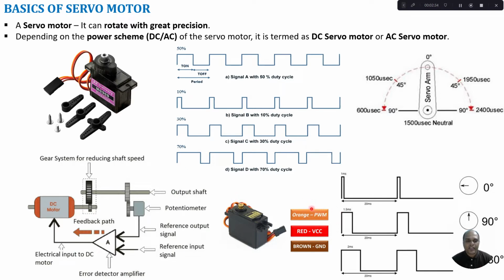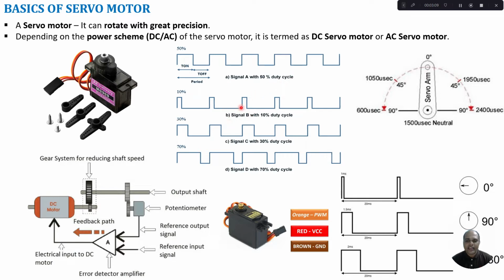PWM is nothing but a pulse width modulated signal where we generate a square wave with different duty cycle. Duty cycle is nothing but for how long we have on time in a total time period. For example, the total time period is nothing but the on time plus off time. Here in the first waveform, for 50% of the time we have on time and 50% of the time we have off time out of the total time period. So this signal A is termed as 50% duty cycle.